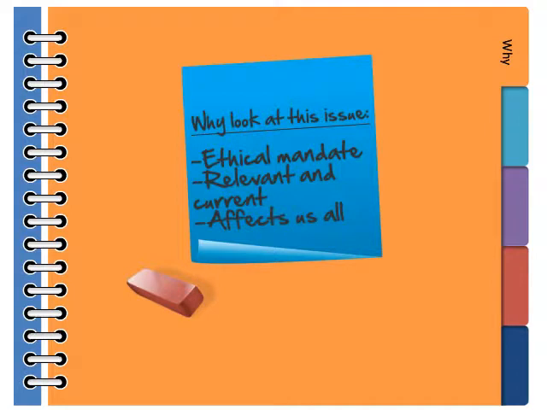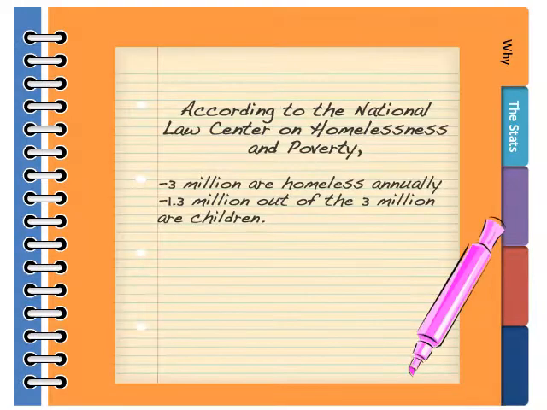And I've listed a few points. One, it's an ethical responsibility that we have. Because unemployment rates for the past few years have been so high, it is such a relevant and timely topic to look at. And it in some way affects us all. We all know someone, family or friend, who has been affected in some sense by either homelessness or by poverty.